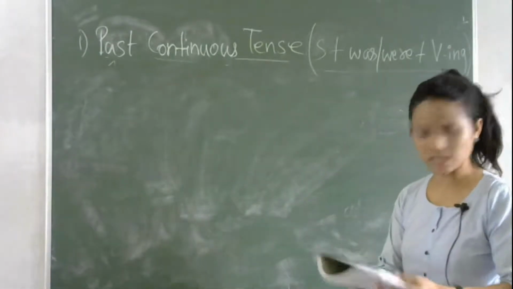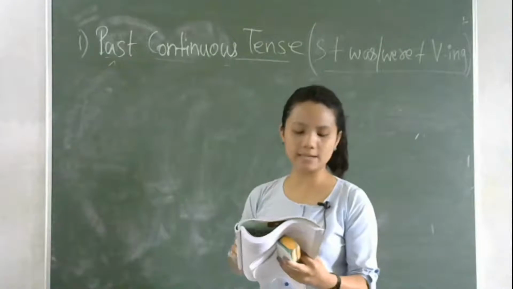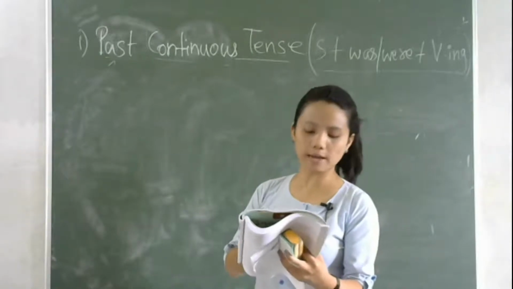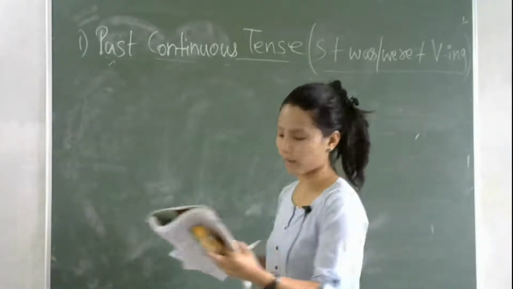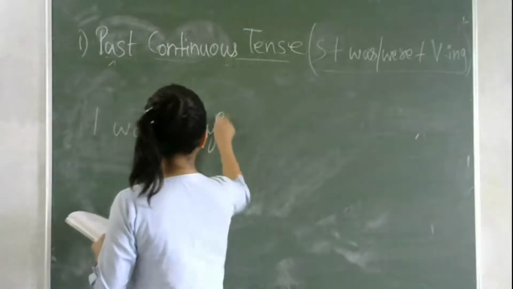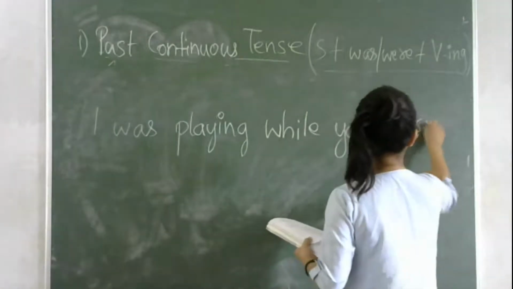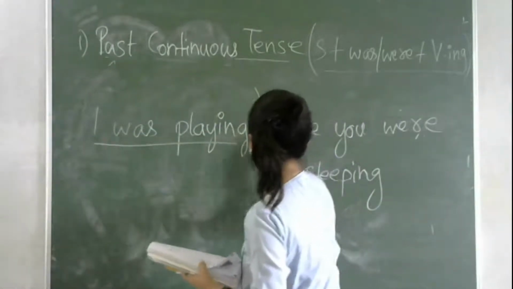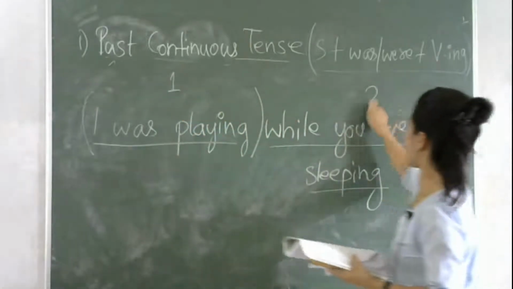Now let us see some uses of past continuous tense. Number one, you can see the heading here: uses of past continuous tense. The past continuous tense is used when we talk about two actions that went on at the same point of time in the past. Two actions. Let us see what kind of actions. I was playing while you were sleeping. So these are two actions happening at the same time.